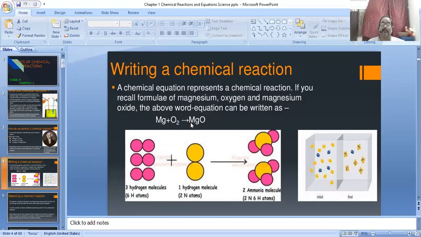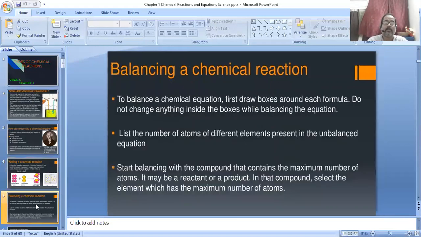But this equation, Mg plus O2 gives MgO, is not satisfied, it is not balanced. So this equation is not a balanced equation. Okay. So what is a balanced equation? What is a balanced chemical equation?